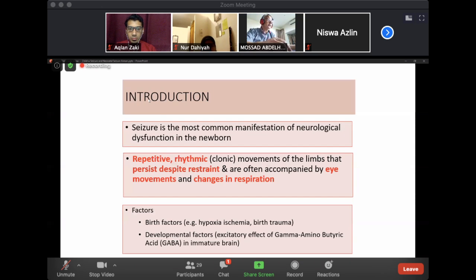For introduction, in neonates, seizure is the most common manifestation of neurological dysfunction in the newborn. It is a repetitive rhythmic movement of the limbs that persists despite restraining the child, and is often accompanied by eye movement and change in respiration. There are several factors that can predispose to neonatal seizure, such as birth factors, for example hypoxia, ischemia, encephalopathy, and birth trauma. Also, developmental factors such as the excitatory effect of GABA in the immature brain.